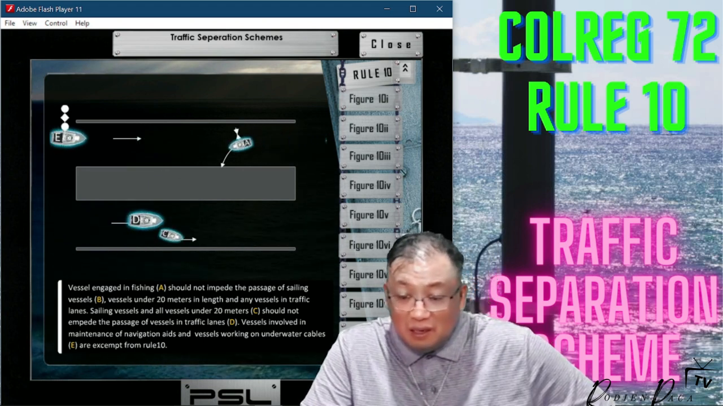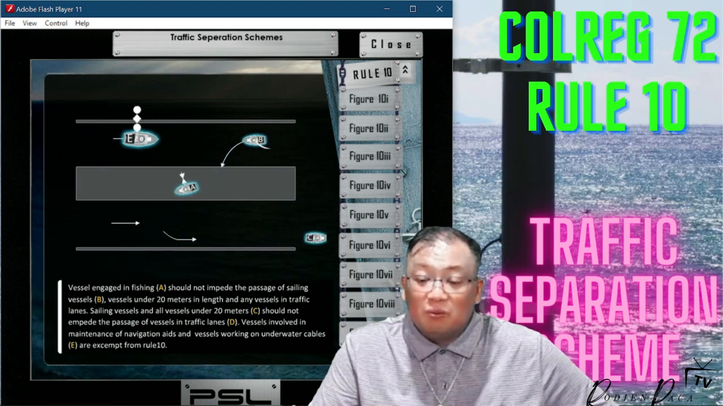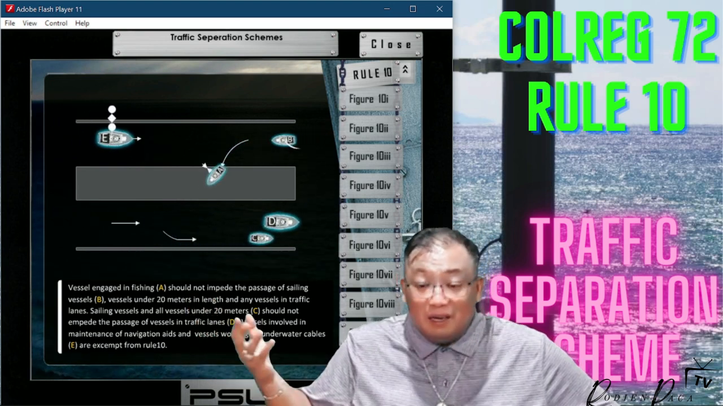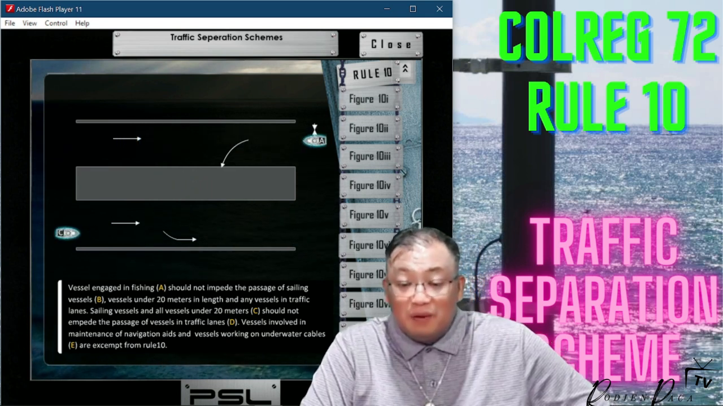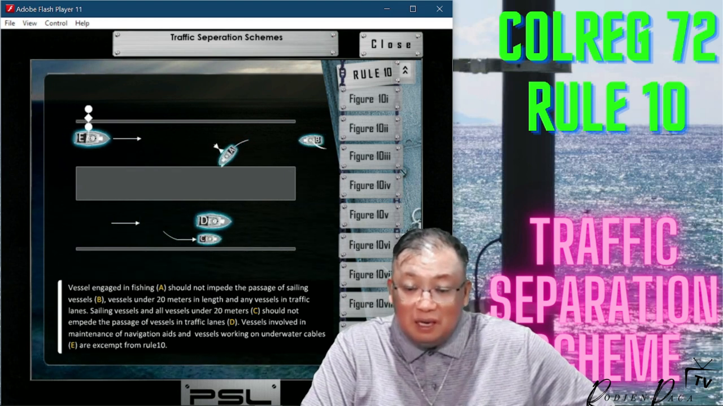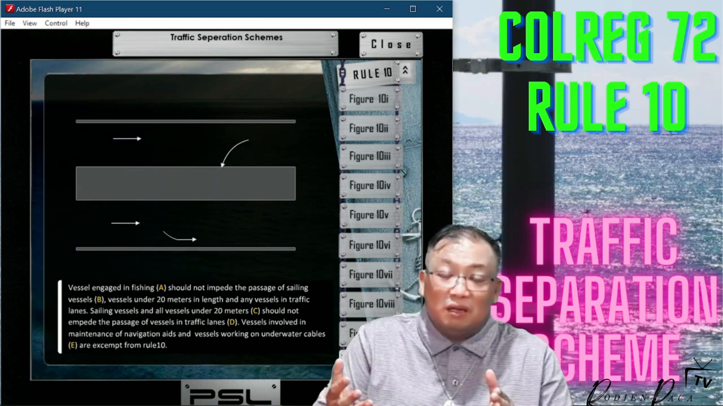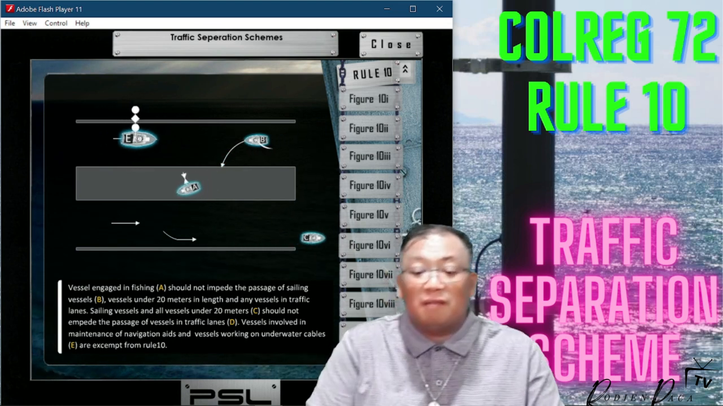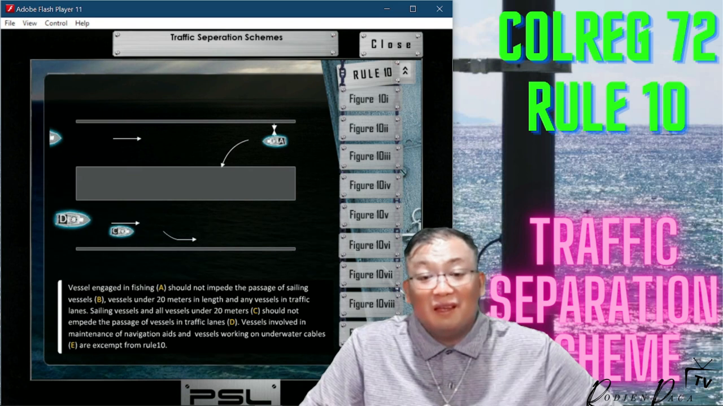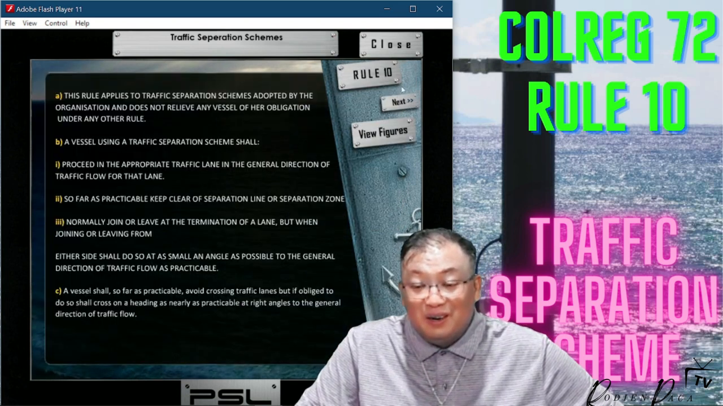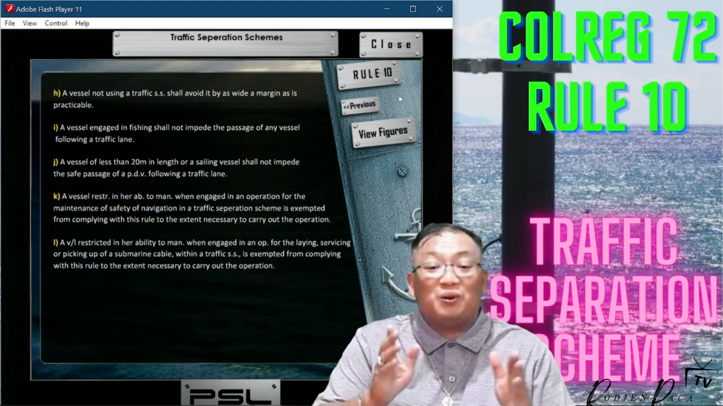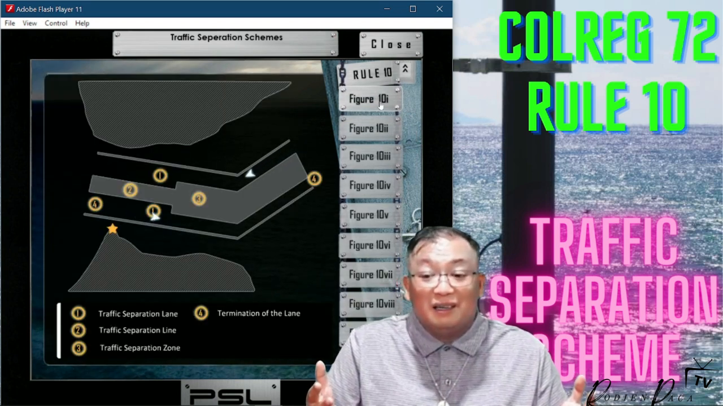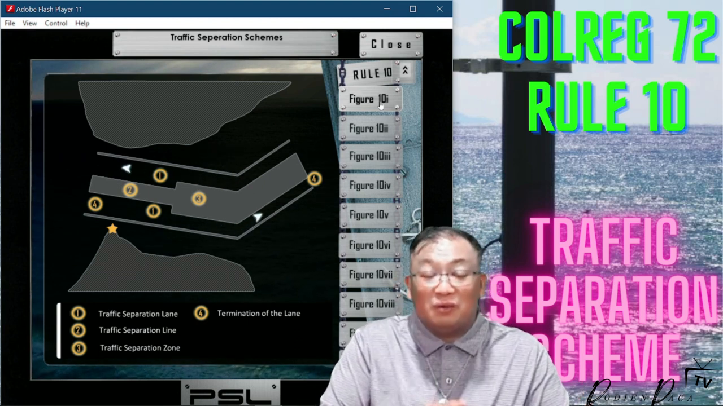Next, vessels involved in maintenance of navigation aids and vessels working on cables are exempted from these rules. So this is very clear. The animations I have to show in a very different way. There is a C and there is a D. Vessel Charlie, which is under 20 meters in length, should not impede the passage of vessels in traffic lanes. Fellow mariners, we have done Rule 10 of the 1972 COLREGs, which is the traffic separation scheme.